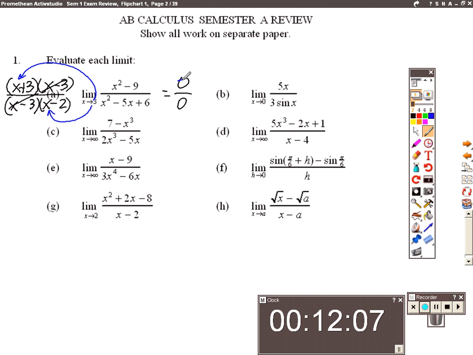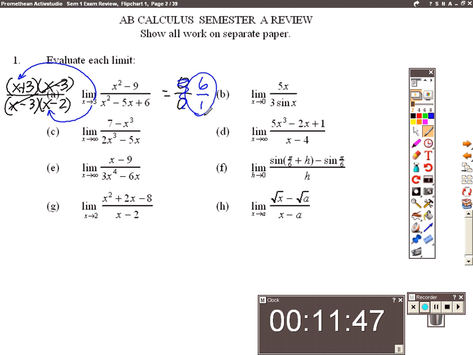So in the numerator, 3 plus 3 is 6. In the denominator, 3 minus 2 is 1. 6 divided by 1 is 6. So the y value, if we were to actually look at that graph, the y value that we would be approaching is a y value of 6, and that would be the limit from the right and from the left.